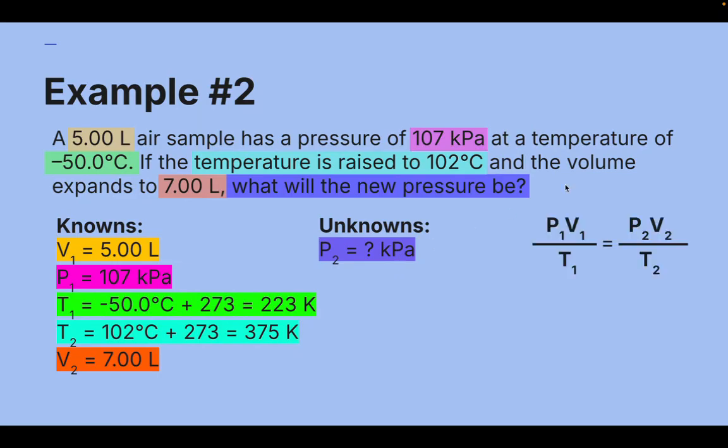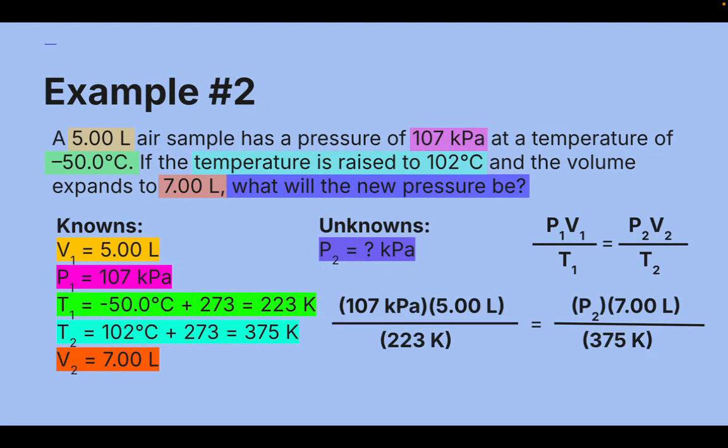I can plug all those variables into the combined gas law equation. Should look something like this. And I can solve for P2, which would require you to cross multiply and divide. So you should do 107 times 5 times 375 divided by 223 times 7. And that should get you P2. So please plug that into your calculator to make sure you're plugging it in correctly, and make sure you can get a P2 value of 129 kilopascals.